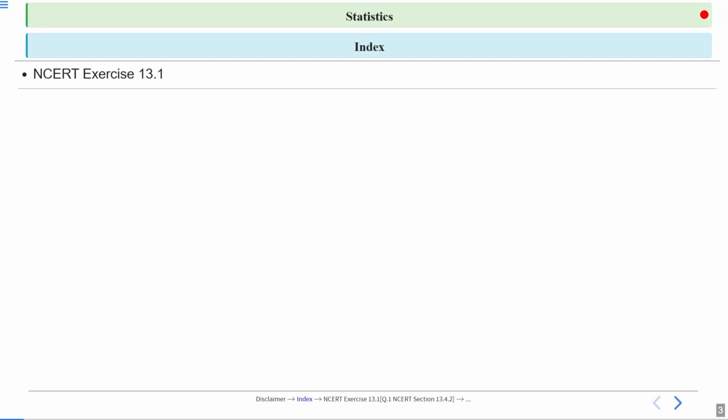First of all, we will discuss NCERT exercise 13.1. So let's get started.